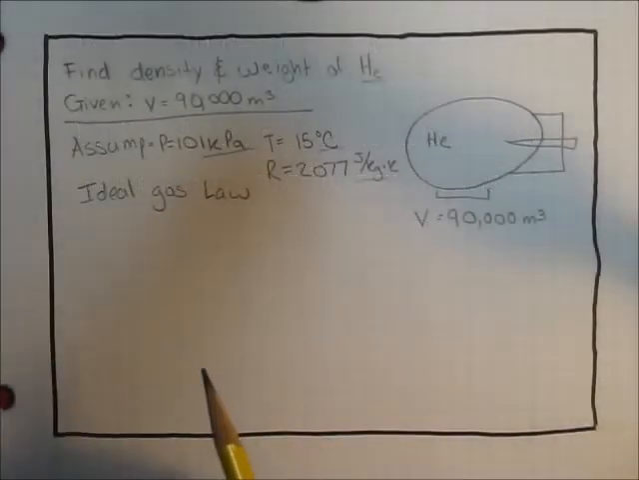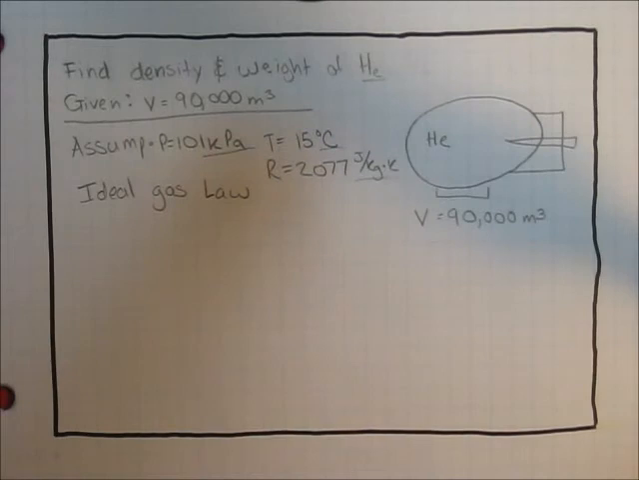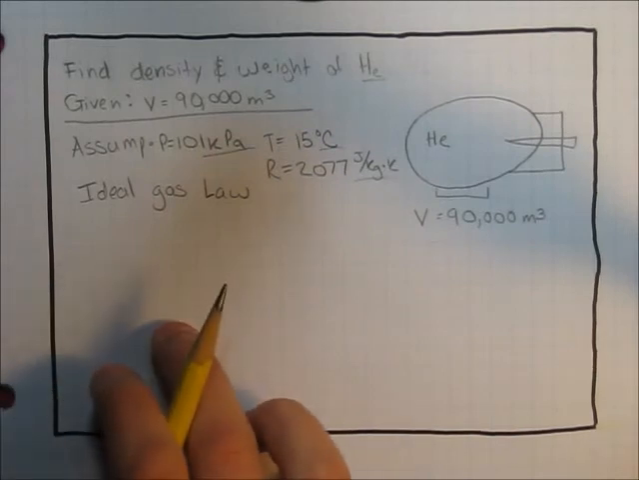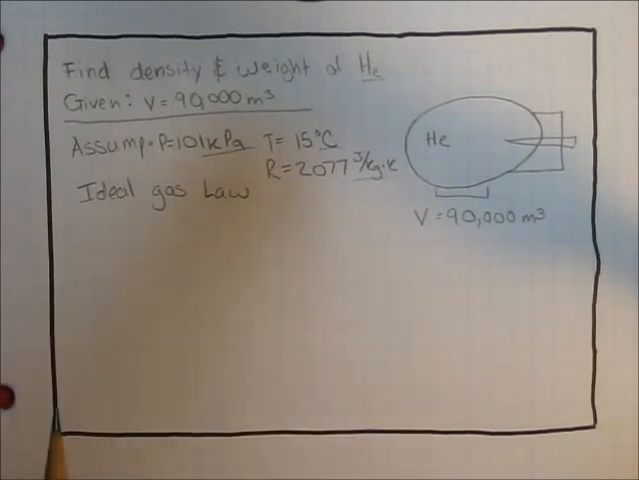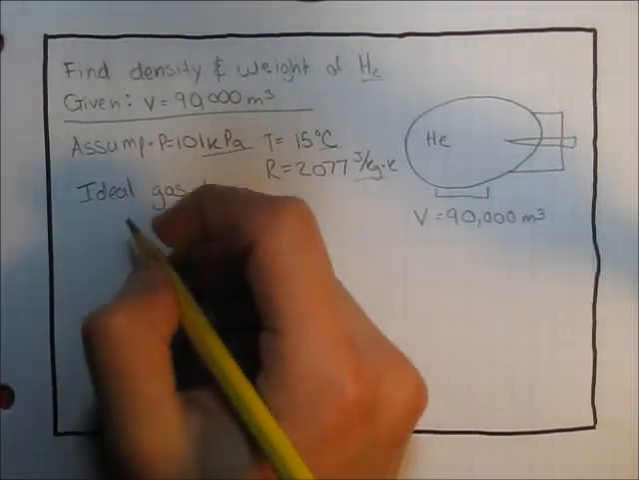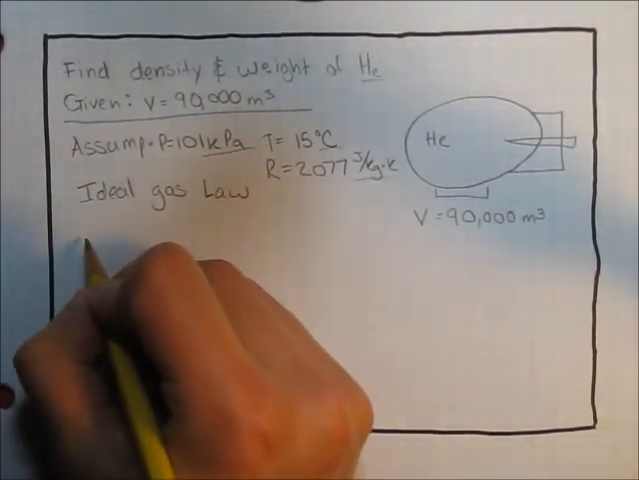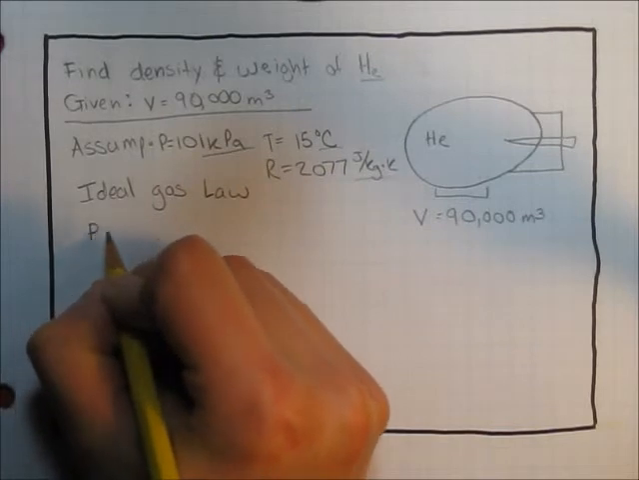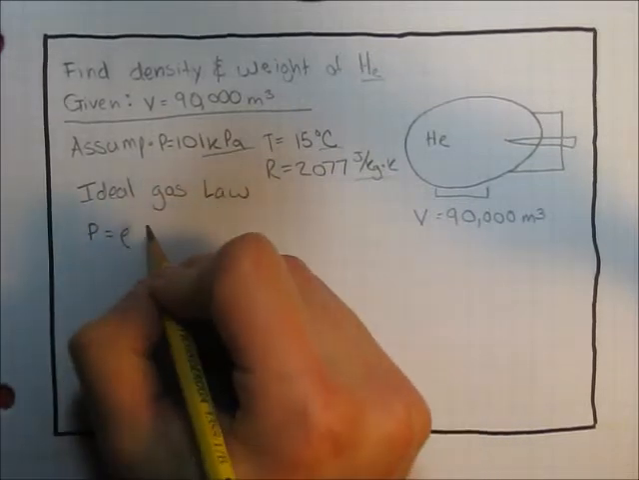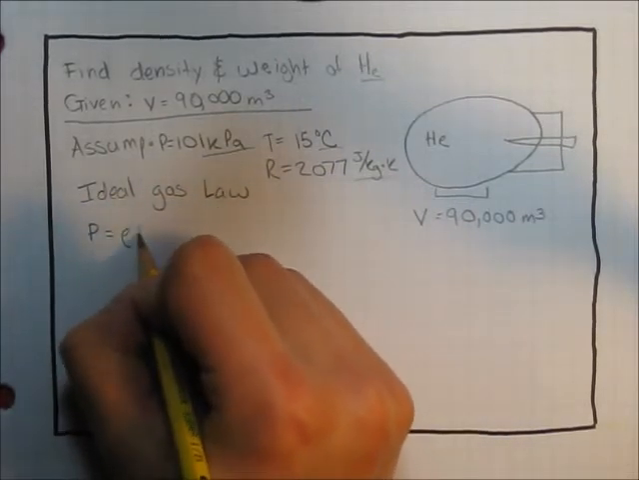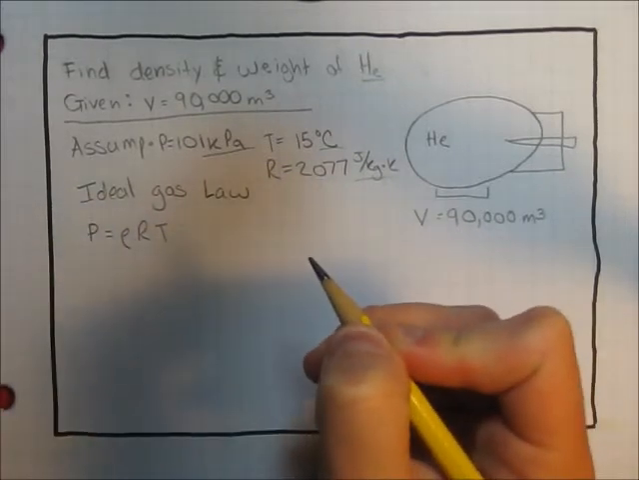Our next step is to begin our calculations, and what you want to do is start writing the equations you think you're going to need to use. So for this, we're probably going to need to use the ideal gas law, and that goes: pressure is equal to density, and this is a symbol for density, times our gas constant times temperature.